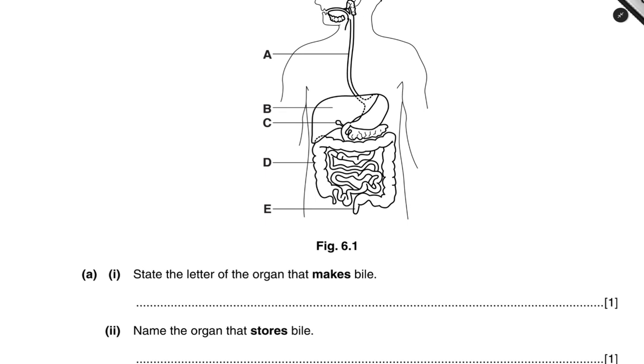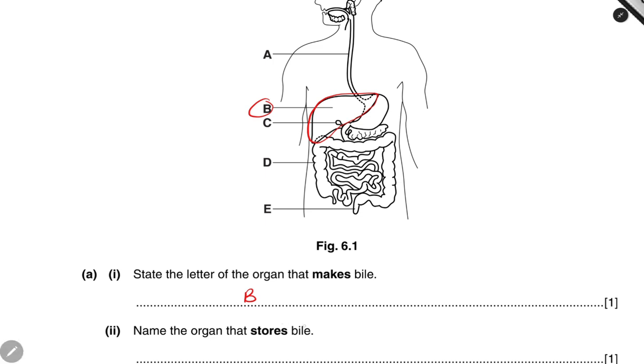A1, state the letter of the organ that makes bile. The letter which represents the structure that makes bile is actually B. What is B? B is the liver. So B. Well, research a little bit on how bile is made, and also research on the functions of bile. You may need it later.